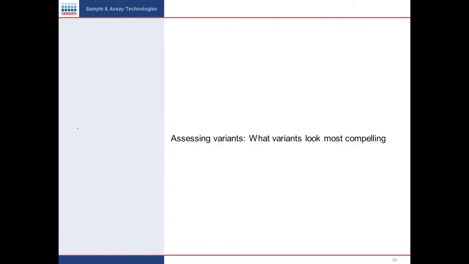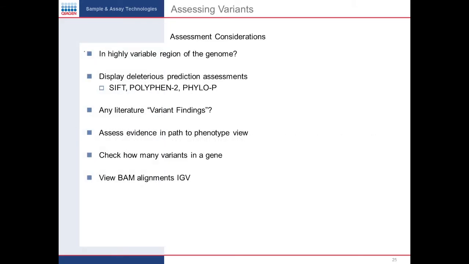Okay. Last little bit here, a couple more topics I want to talk about. Assessing variants. So, what variants are most compelling? Well, we talked about non-compelling ones if they're in the highly variable regions of the genome. And again, you can put your filters at the bottom of the cascade to filter those in and out and see which ones are passing the confidence filter.